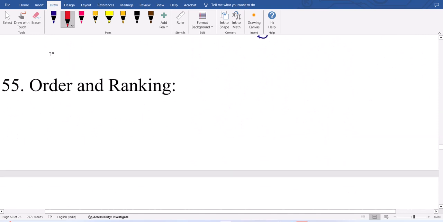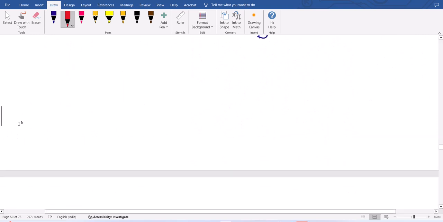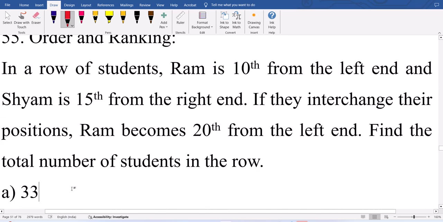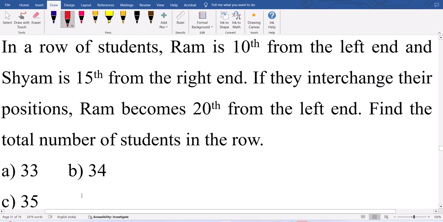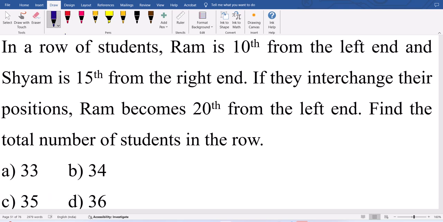Next, ranking concept. Very important for Infosys as well. Ram is 10th from left end. Sham is 15th from right end. They interchange the positions. Now Ram is 20th from the left end. What is the total number of students? Answer: 34. See this, guys, listen. Ranking concept. Let us say Ram is at some place called X. Sham is in the place called Y.